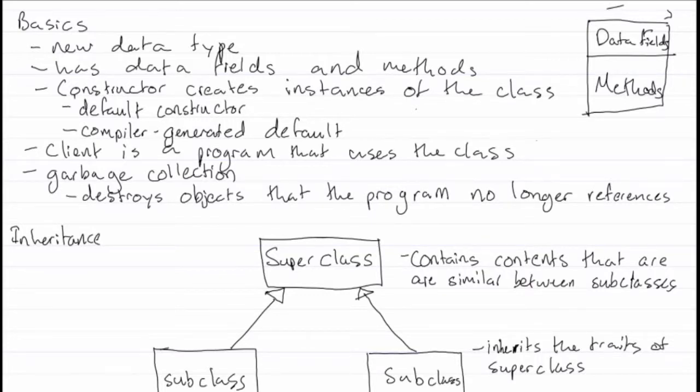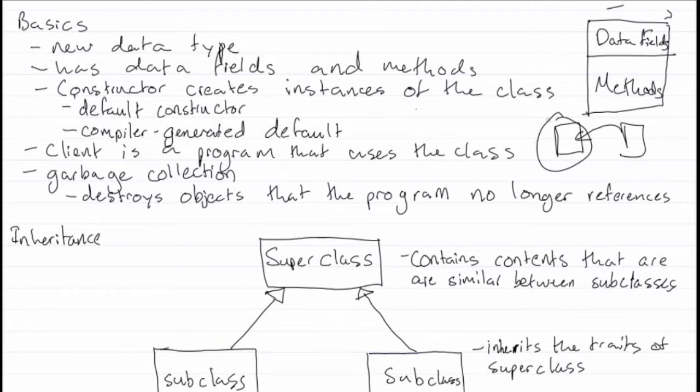A client is basically a program that uses those classes. So say one part of my program had one class, and then I needed to use this class. Now this is the client of this class, and this class uses that class. One more thing is garbage collection. Anytime an object points to something that's null, it's usually scheduled for garbage collection, and it will just get rid of that thing. That's very simple, and those are some basics of it.